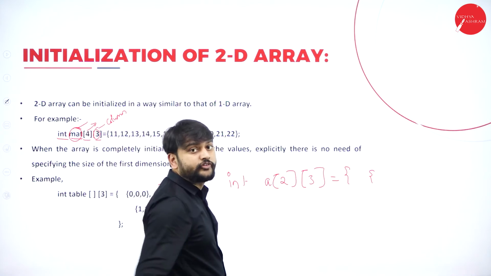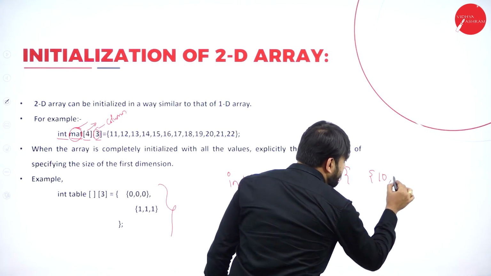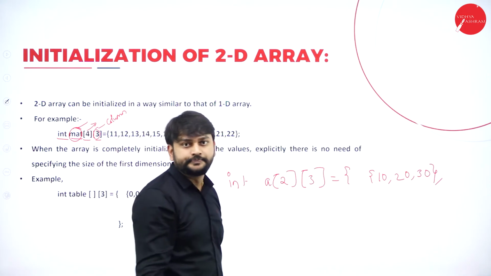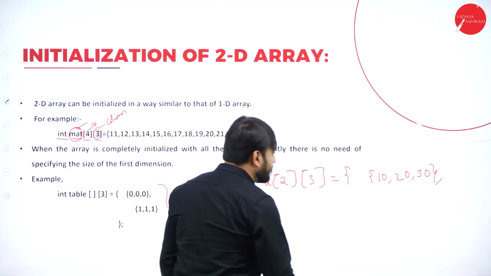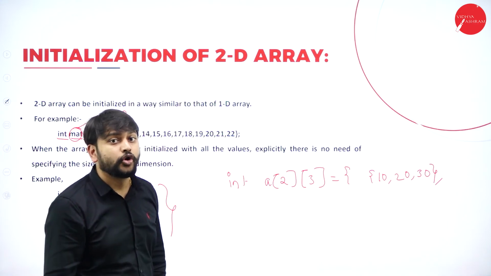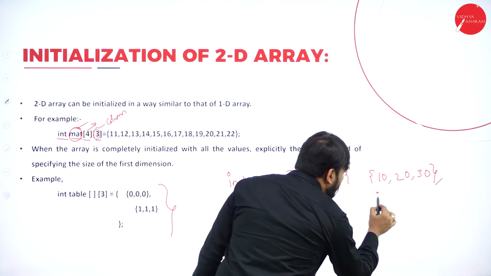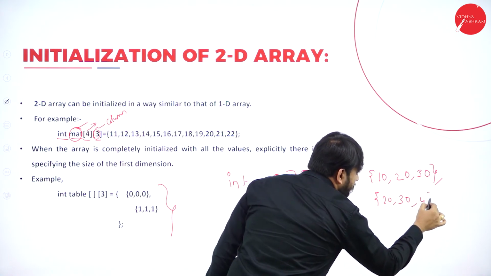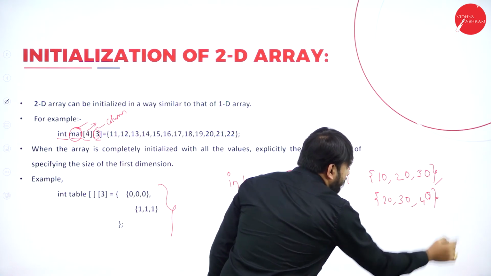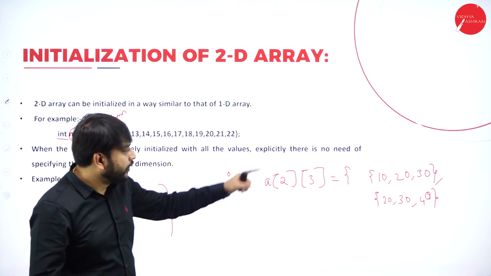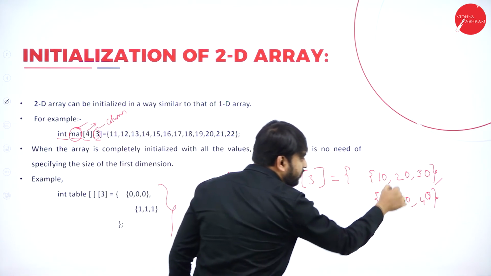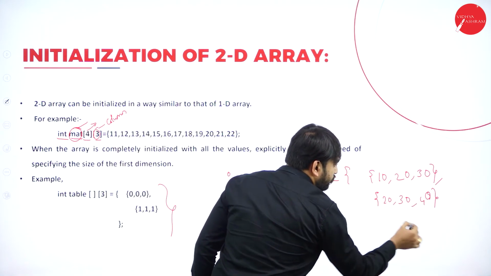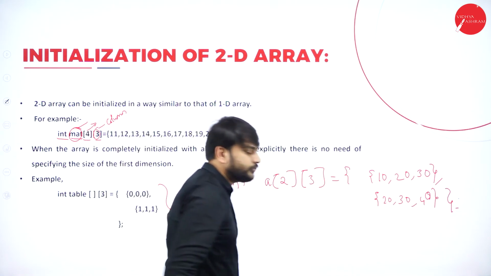How many columns do you have? 3 columns. I want to store like this: 10, 20, 30. This is 1 row. So I'll go to the second row, please observe. That is 20, 30, 40. How many columns do you have? You have 3 columns. How many rows? You have 2 rows. I will close the curly bracket.